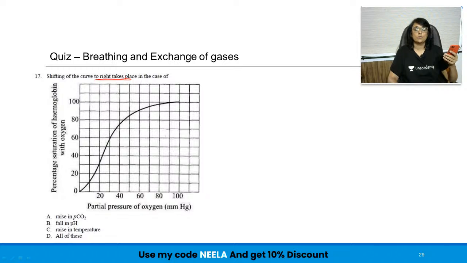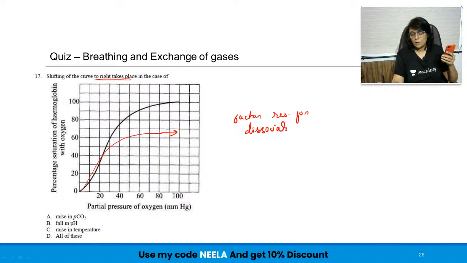Dissociation, yes, it is dissociation of oxyhemoglobin. So what are those factors that if they increase, this curve will immediately turn towards the right? That means factors responsible for dissociation of oxyhemoglobin. And where does this take place?